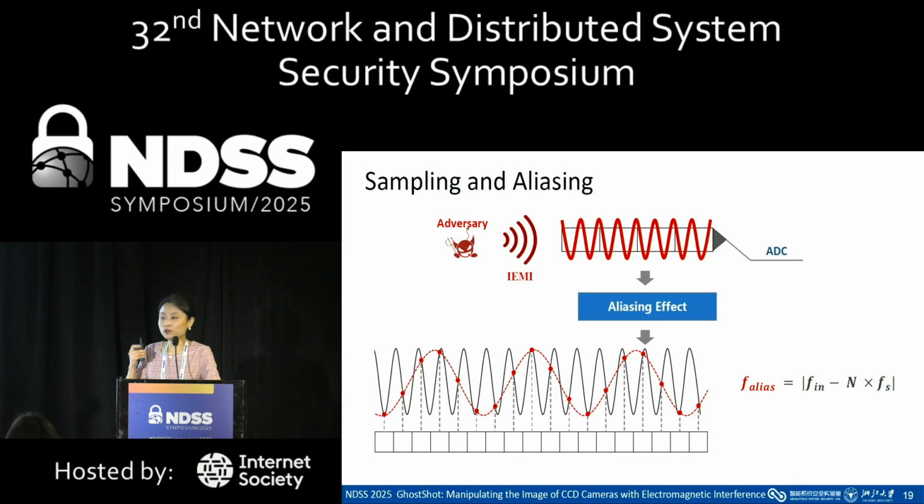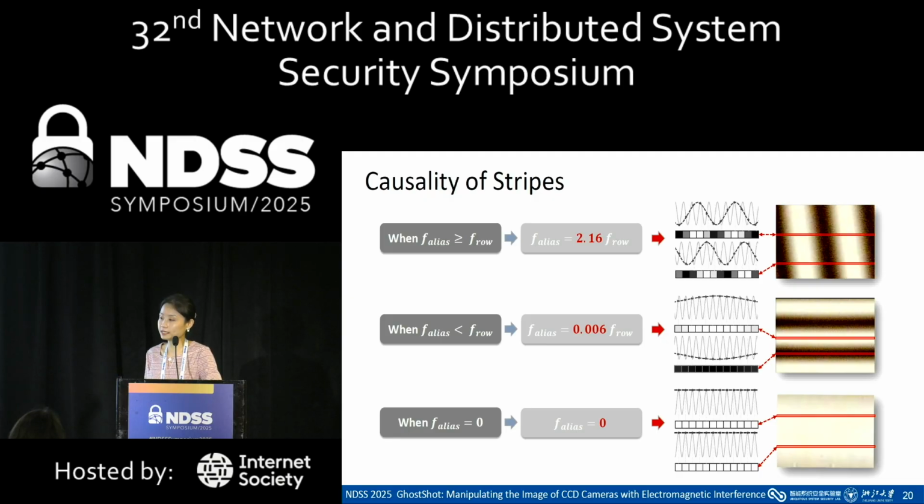First of all, we want to explain why this happens. How can we induce such changes using the EMI signals? This is due to the aliasing effect. The analog signal will be sampled and aliased, so we may affect this process in order to induce different colors and different forms. You can see that when the alias frequency has a different relationship with the sampling frequency, we will get different forms.